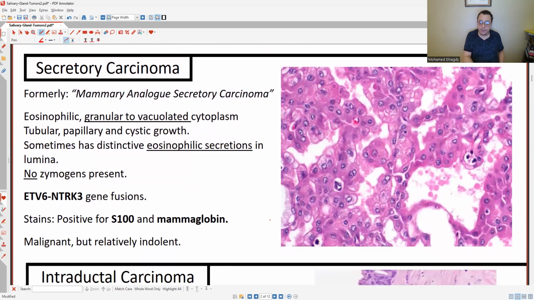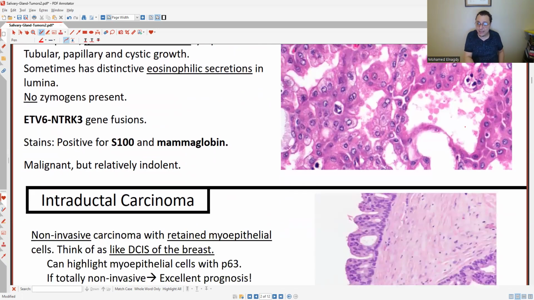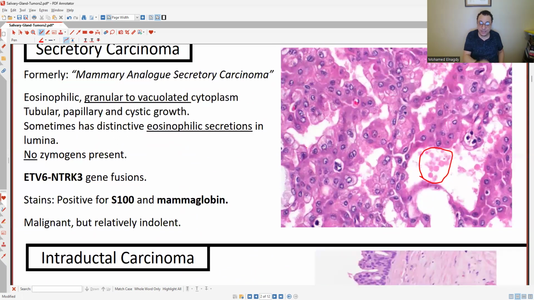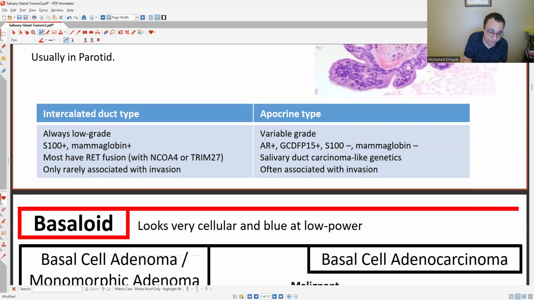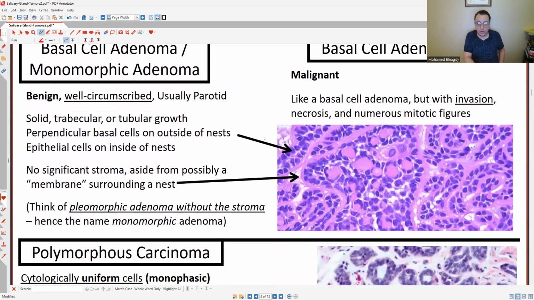Warthin tumor. Then, if you have the oncocytes with some kind of very clear granular cytoplasm, and the key word is having these eosinophilic secretions in the lumen. Remember this? Eosinophilic secretions and granular vacuolated cytoplasm, oncocytes, red cells. That's secretory carcinoma. And then we went over the basaloid.